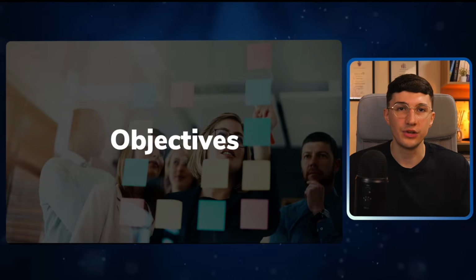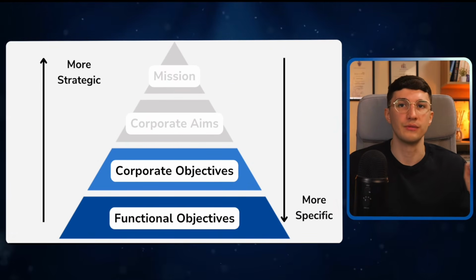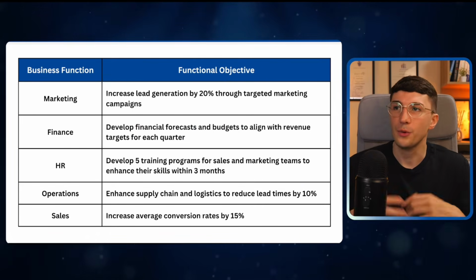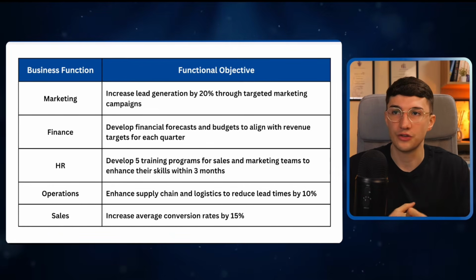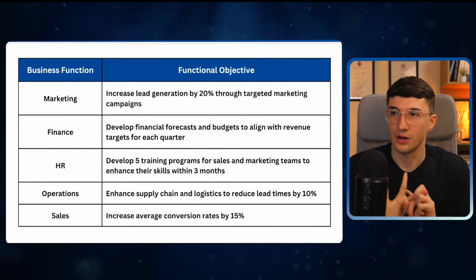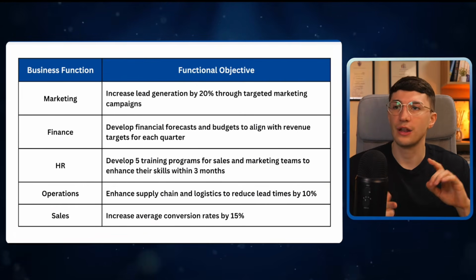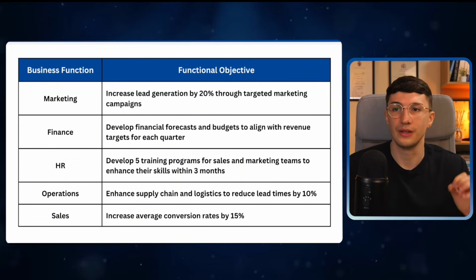Next up, we have the objectives. Now, these could be either your corporate objectives or your functional objectives. Let me give you some examples of some functional objectives. So for example, if we look at the business function with marketing, it could be around increasing lead generation by 20% through targeted marketing campaigns. I'm not going to go through each of them. Let's say with HR, it's to develop 5 training programs for the sales and marketing teams to enhance their skills within the next 3 months.